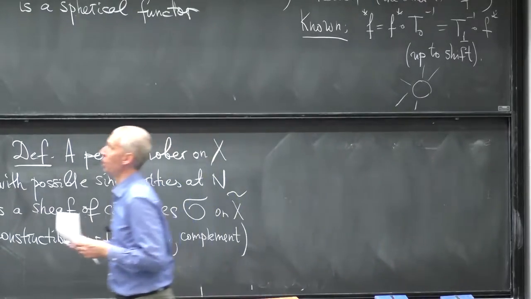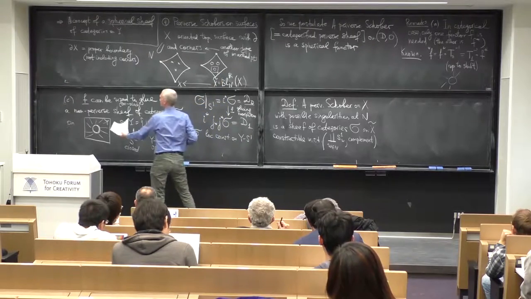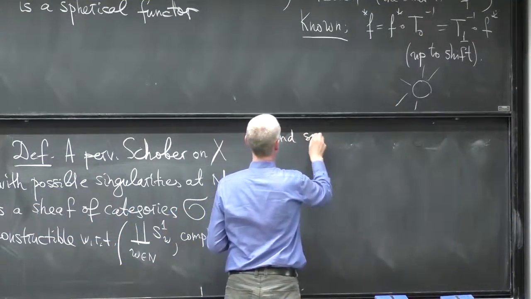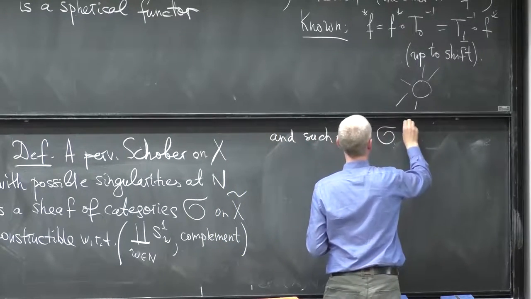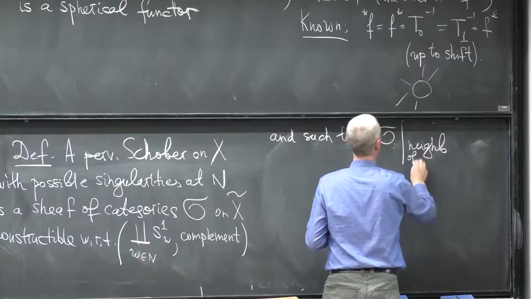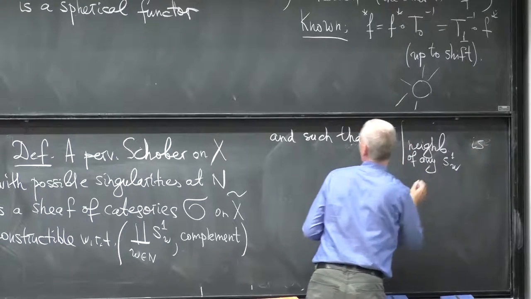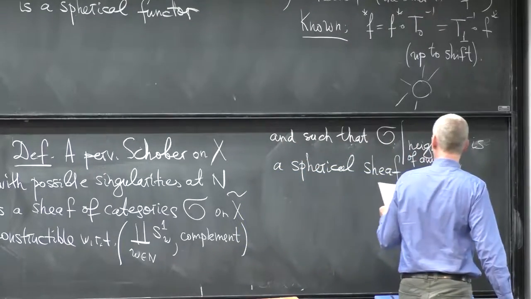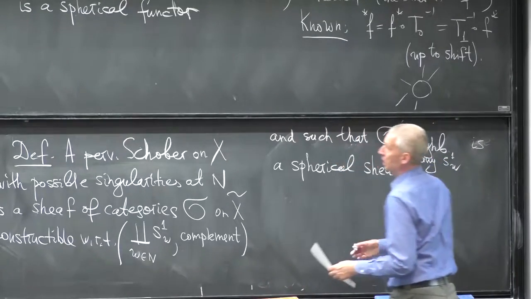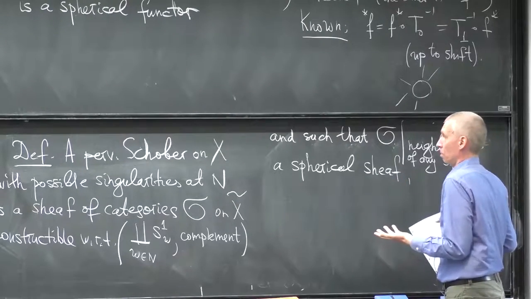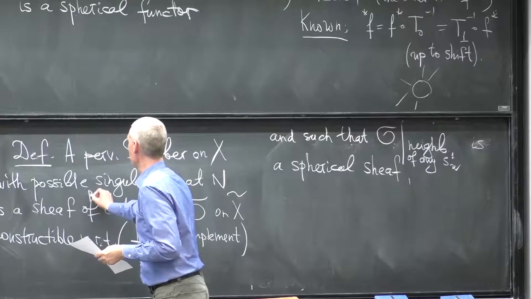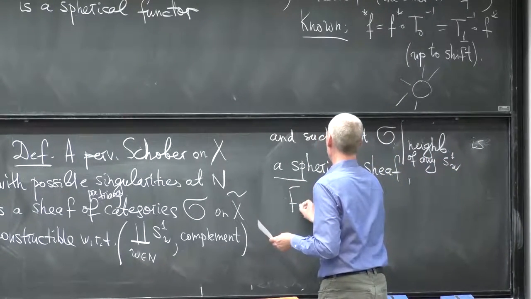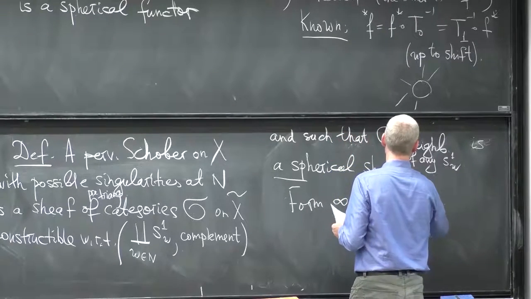And such that the restriction to the neighborhood of any circle S^1_w is a spherical sheaf. So such objects form, again, what do they form? It's like saying what triangulated categories form, the sheaf of pre-triangulated categories. They form themselves an infinity category. So they form an infinity category called Schob(X, N).